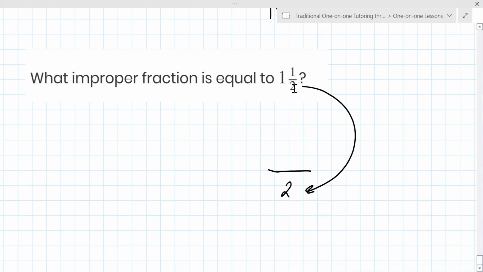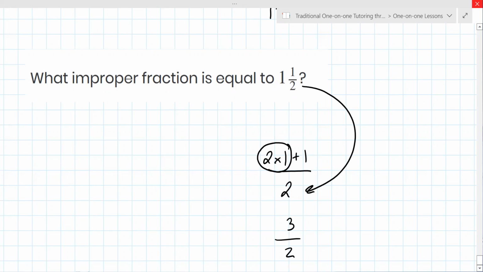What is the top? The top is this 2 on the bottom, times 1 plus the other 1. So you first have to multiply and then add. Okay. 2 times 1 is 2 and 2 plus 1 is 3. Good. So it's 3 over 2. Do you see the algorithm? Do you see how to do this?